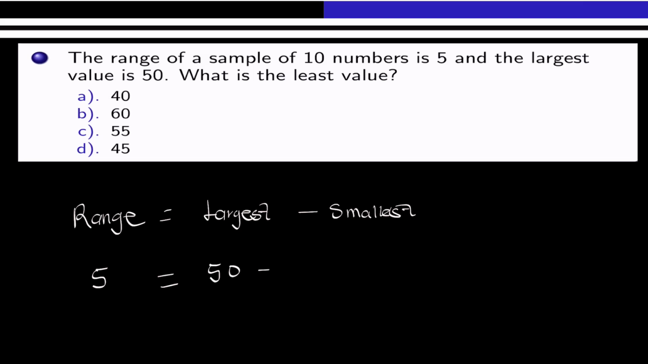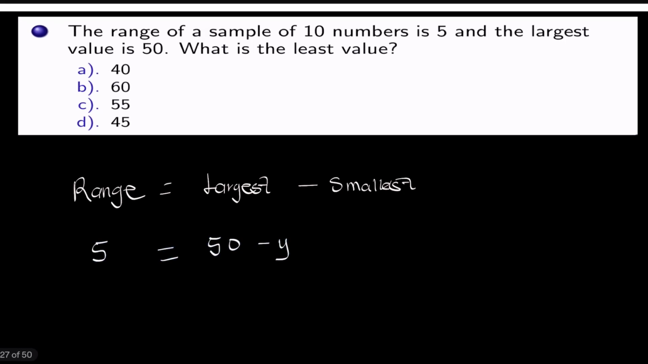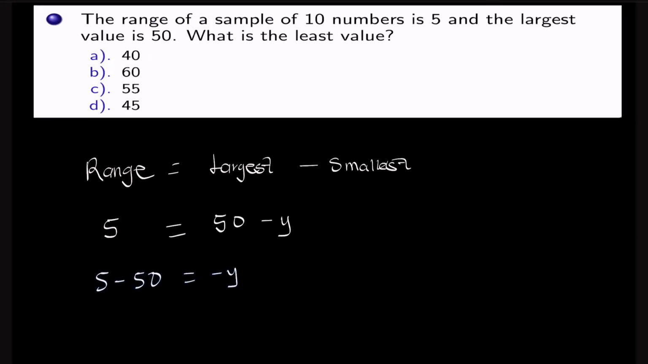And for the least value, we don't know. So let's call it, say, y. Now we have to solve for y. So we now group like terms. So we're going to have 5 minus 50 is equal to minus y. That's minus 45 is equal to minus y. And so y is equal to 45. Thus the smallest value is 45. Hence the correct option is option D.